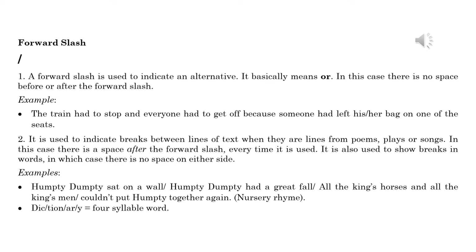2. It is used to indicate breaks between lines of text when they are lines from poems, plays or songs. In this case, there is a space after the forward slash every time it is used. It is also used to show breaks in words, in which case there is no space on either side. Examples. Humpty Dumpty sat on a wall. Humpty Dumpty had a great fall. All the king's horses and all the king's men couldn't put Humpty together again. Nursery rhyme. Dictionary equals 4-syllable word.